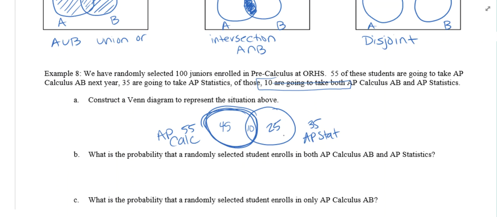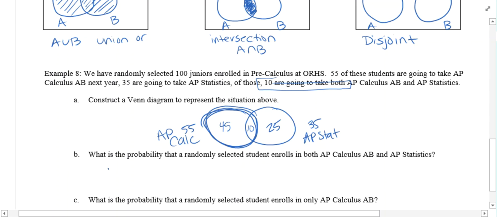All right, to answer the questions now for B, what is the probability that a randomly selected student enrolls in both AP Calculus and AP Statistics? So probability that they take Calc and Stats. That set notation is important. It's an and. So we know there's 10. Out of how many juniors is this totally out of? Well, they selected 100 juniors and sampled, so we get it out of 100. So this is 0.1.